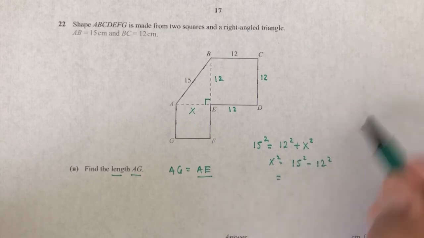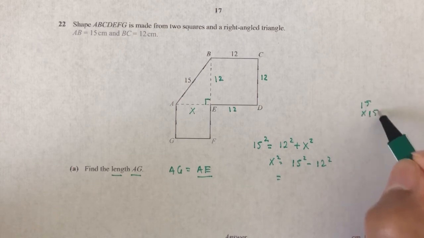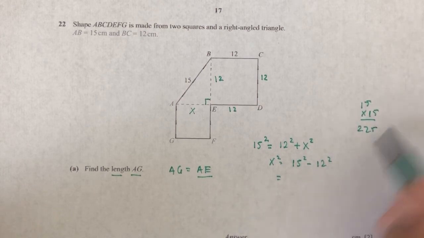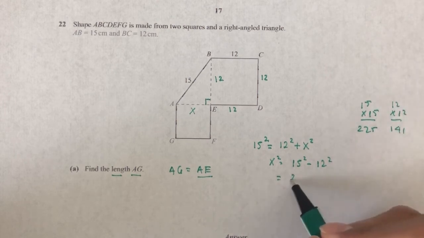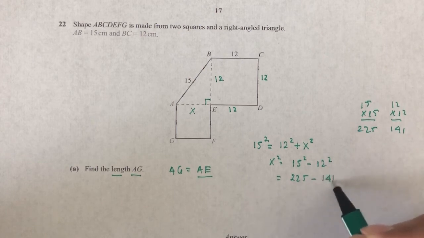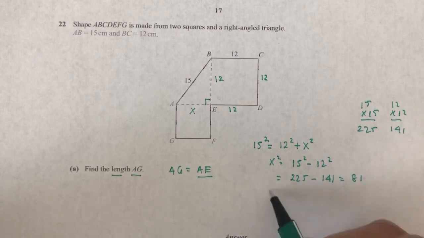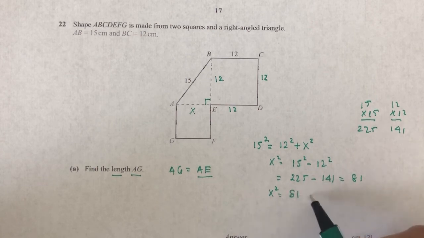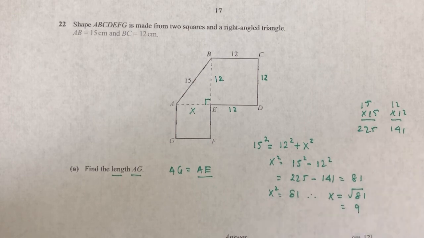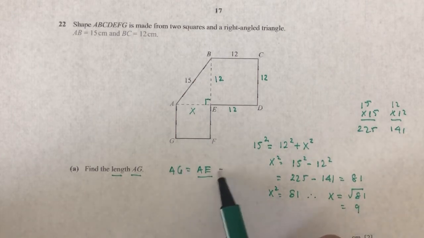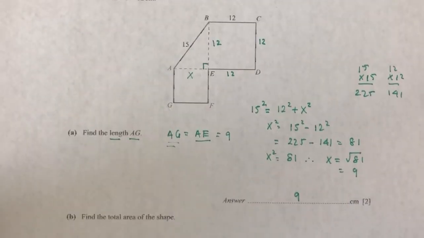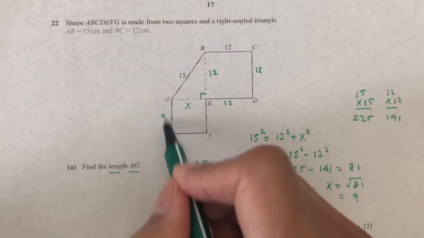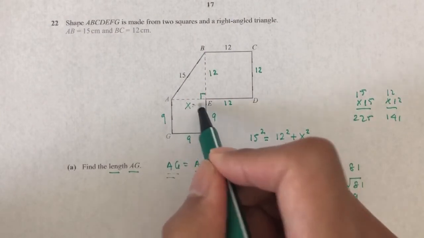So 15 squared will be 15 times 15, which is 225, and 12 squared is 12 times 12, which is 144. So 225 minus 144 will be 81. So x squared is equal to 81, which means x equals the square root of 81, which is 9. So AE will be equal to 9, which means AG is also equal to 9. So your answer for part A is 9 centimeters. So this is 9, 9, 9, and 9.